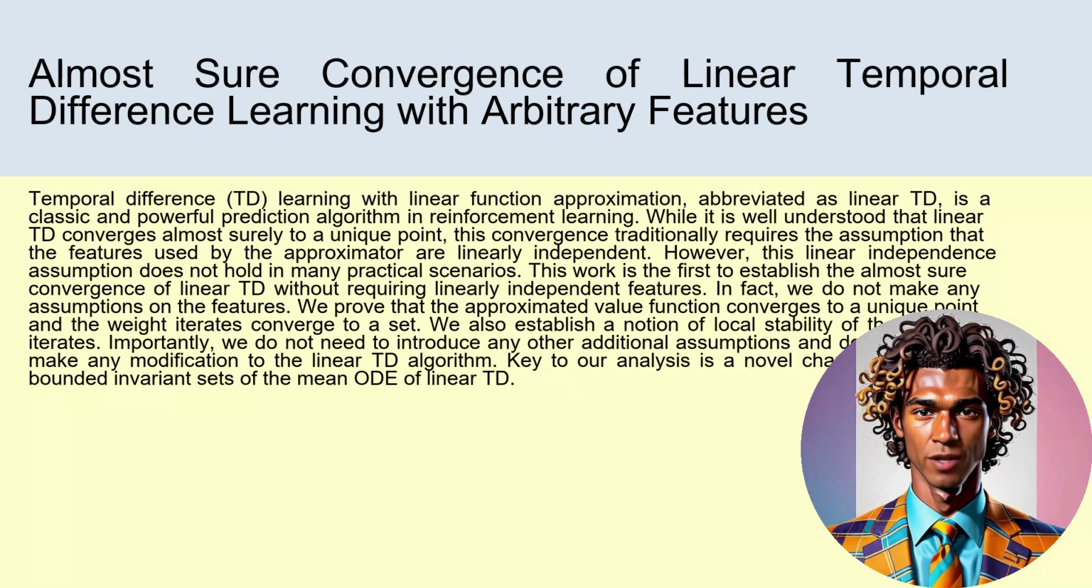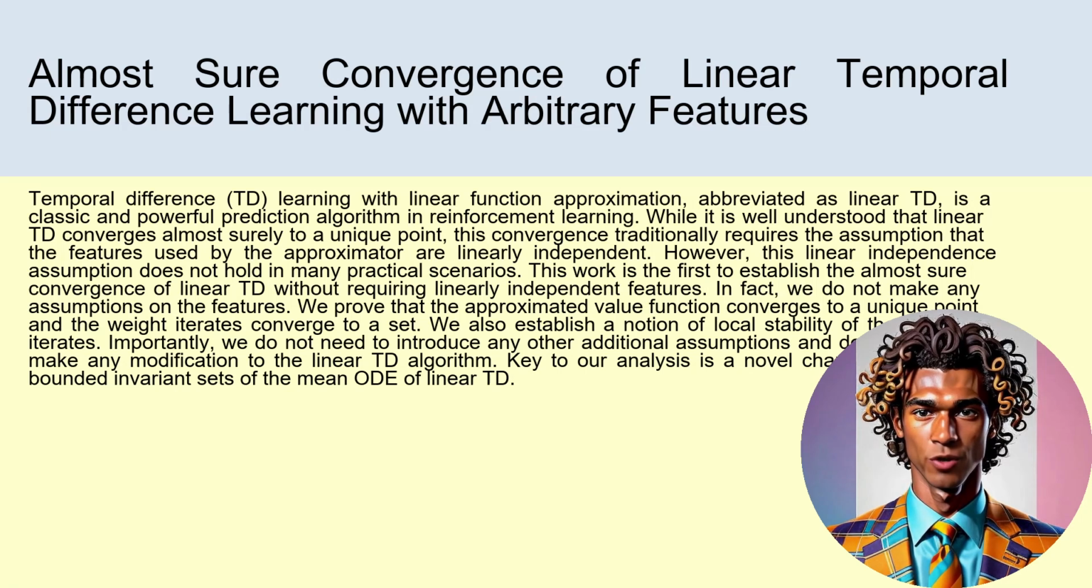In the research titled Almost Sure Convergence of Linear Temporal Difference Learning with Arbitrary Features, the authors tackle a long-standing problem in reinforcement learning. Imagine you have a robot trying to learn how to navigate a maze. It uses a technique called temporal difference learning, TD, to estimate how good each possible action is. But TD often relies on an assumption that the features used to describe the maze are independent of each other. This assumption is often not true in real-world scenarios.